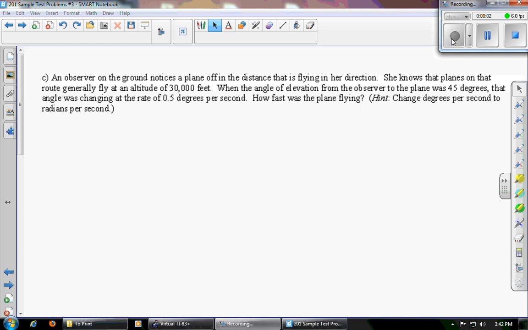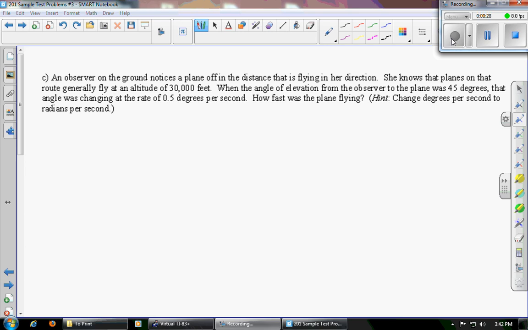This is problem number 5C for the sample test problems for test number 2. An observer on the ground notices a plane off in the distance that is flying in her direction. She knows that planes on that route generally fly at an altitude of 30,000 feet. When the angle of elevation from the observer to the plane was 45 degrees, that angle was changing at the rate of 0.5 degrees per second. How fast was the plane flying? Hint, change degrees per second to radians per second.